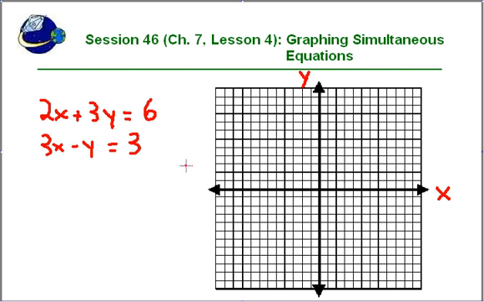Here in session 46, we're going to be addressing how to graph simultaneous equations. Over the past few sessions and lessons, we've been taking a look at how to determine answers or solutions to simultaneous equations. Now we're going to take a look at actually graphing the equations themselves.